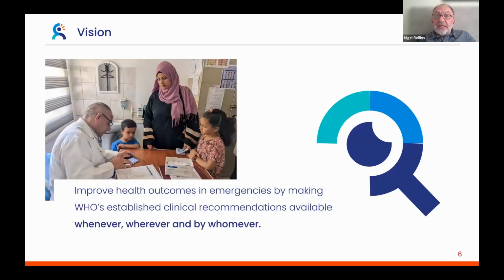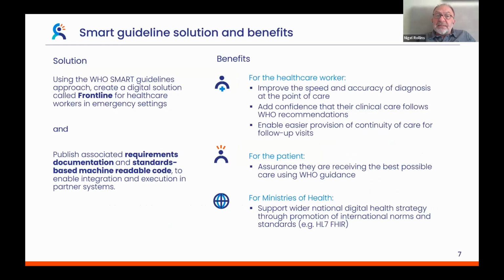The vision behind clinical care in crises and Frontline as part of that is to improve health outcomes in emergencies by making WHO established clinical recommendations available whenever, wherever, and by whomever. In that sense, it's to reduce inequity by enabling the best quality practices to be extended to all populations, no matter what. SMART guidelines is just a placeholder word for the entire effort that's going on within WHO to make normative guidance available as digital solutions. In this instance, we refer to Frontline as the app.